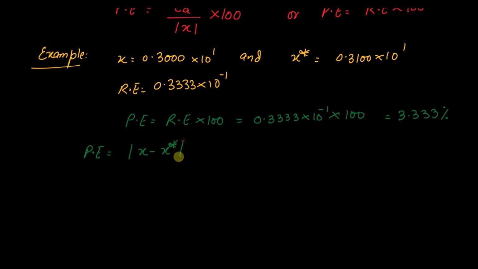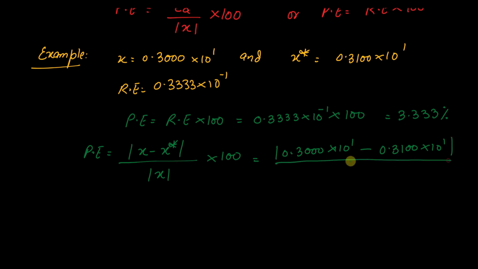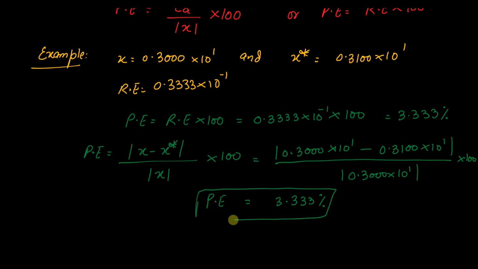Or the other way is to calculate it: the percentage error is equal to x minus x star, meaning actual minus approximated, over x into 100. For that case, you simply do the same process again. The actual value is 0.3000 into 10 raised to the power 1 minus 0.3100 into 10 raised to the power 1, divided by 0.3000 into 10 raised to the power 1, multiplied by 100. When you simplify it, you will directly get 3.333 percent. So that's how we calculate the percentage error.